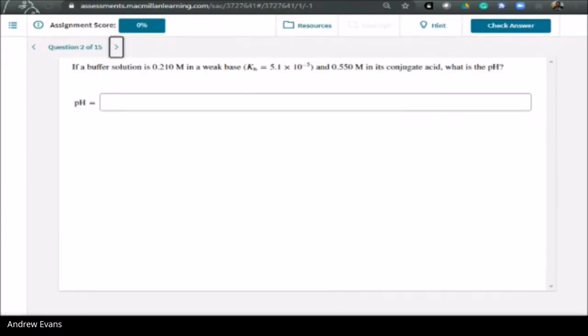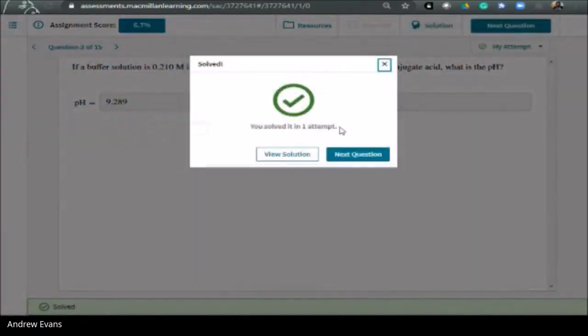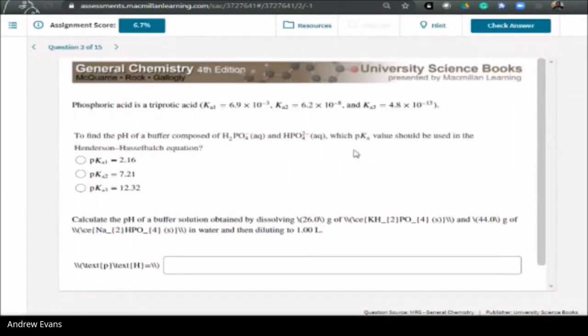You just have to make sure you understand, am I working with an acid? Am I working with a base? Am I asked for the amount of acid? Am I asked for the amount of base? Can I convert between the two? As long as you recognize that, there's just a lot of repetition that goes on.